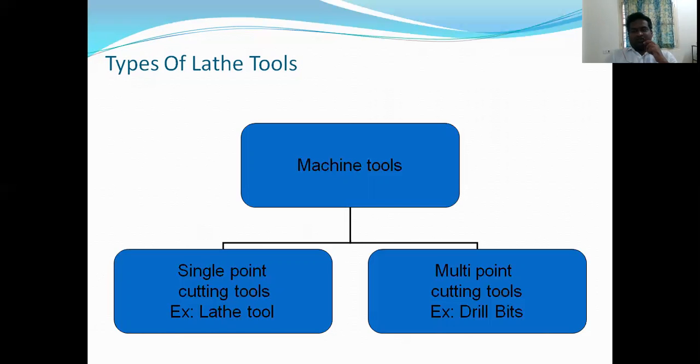Here in the lathe machine, we discuss the types of cutting edges, right? The tools which are having a single point cutting edge are called single point cutting tools. The tools which are having multiple cutting edges are called multi-point cutting tools. A single point cutting tool, for example, is the lathe tool. In the drilling operation, if we recall from the first year, the drill bit is having multiple cutting edges, so they are called multi-point cutting tools.